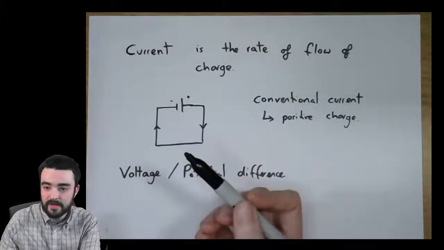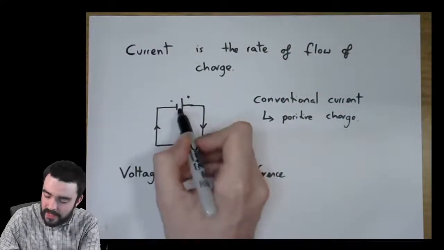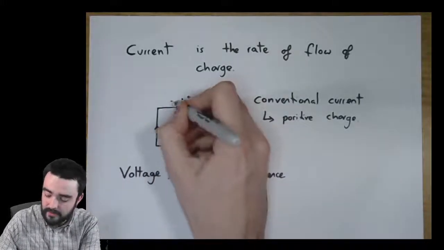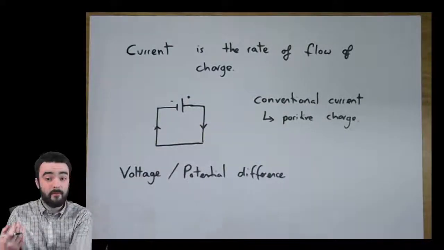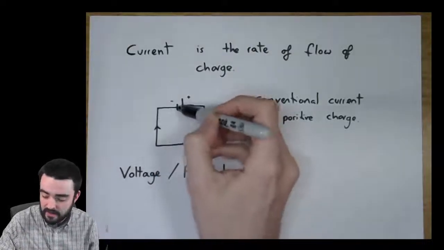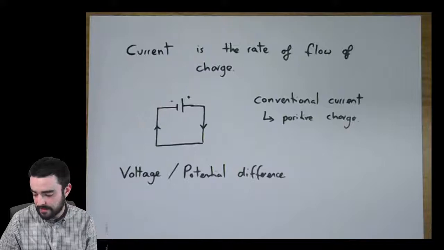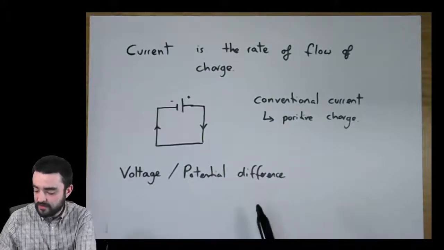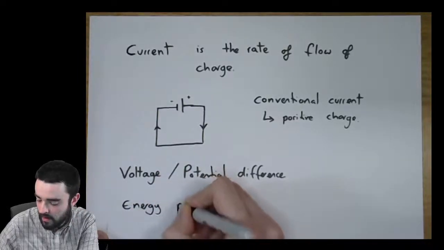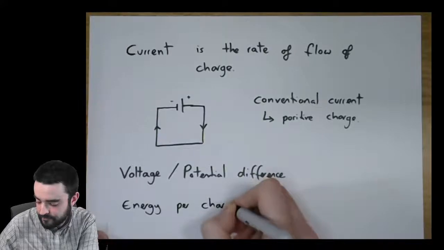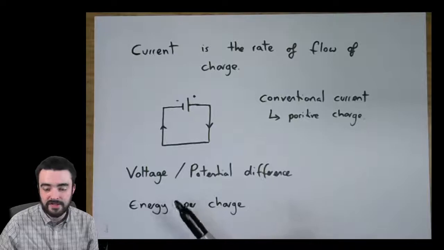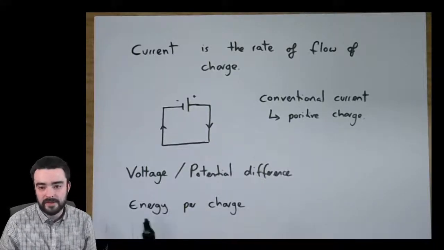So if we think about electrons, they are all going to try and repel each other because they have the same charge. So if they're built up over here, they're going to have more electric potential energy, so they're being provided with this energy, which is then going to push them around the rest of the circuit. So the voltage or potential difference is the energy per charge. So if you are providing more energy to the charges, that means they have a higher voltage.